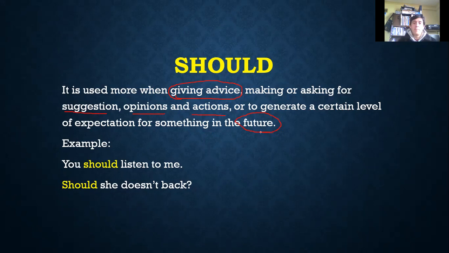Okay. In the example: you should listen to me. This is a sentence. Or, should she come back? This is a question. Remember, students, should is used more for giving advice. It's the main characteristic for me. I can identify should when I'm giving advice. For example, if you are sick and your friend, your mother, or your dad tells you, you should go to the doctor, it's advice.